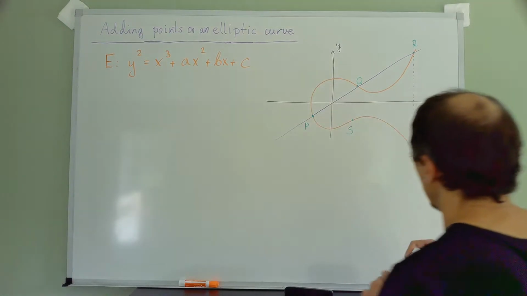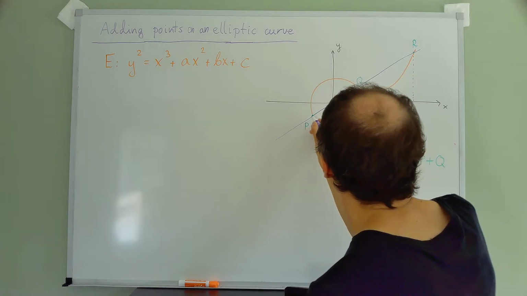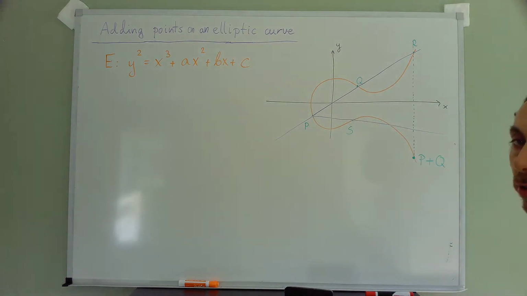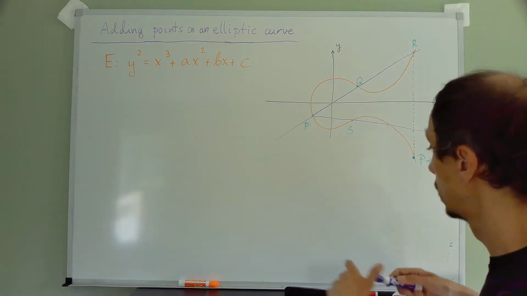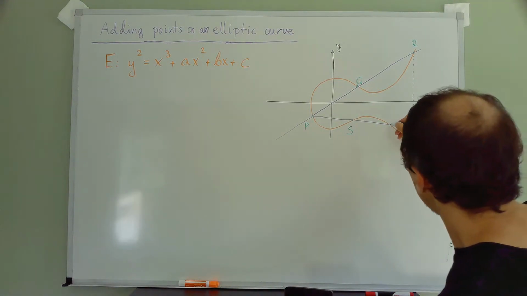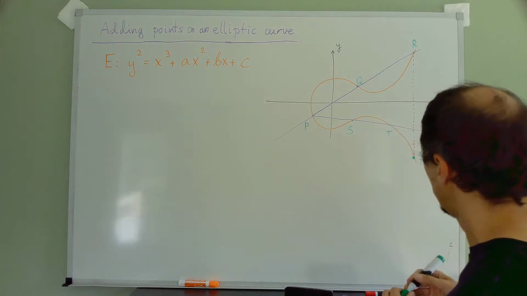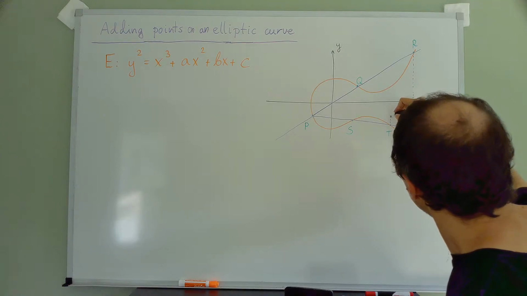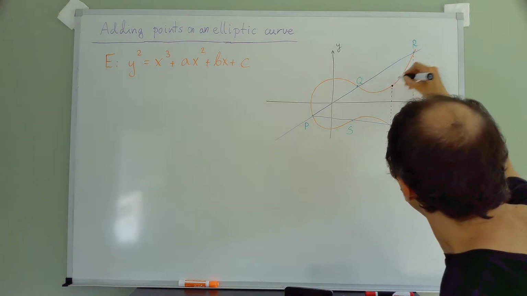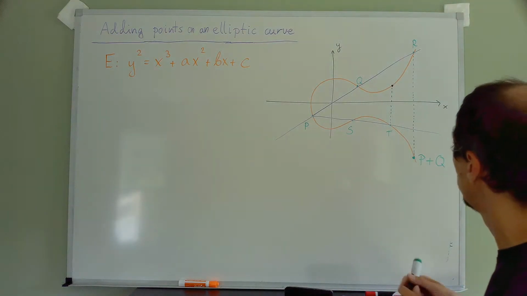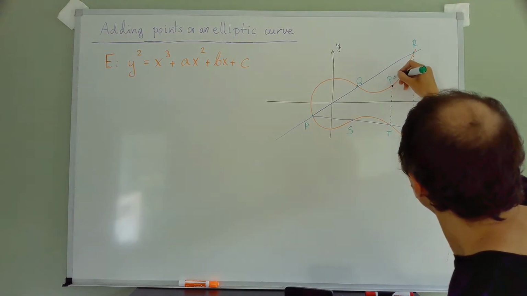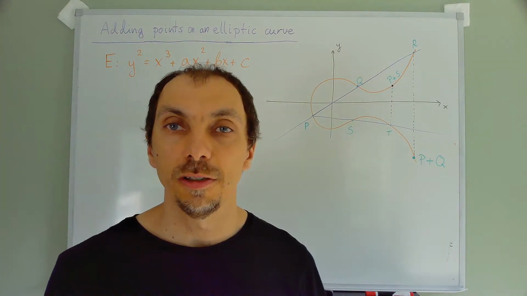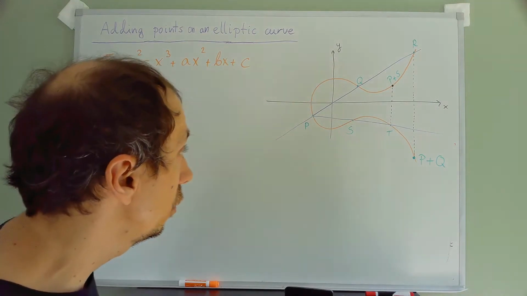So I connect P and S by a line. I am guaranteed a third point of intersection. I'll call it T. Now I take this T and I reflect it here. This point right there, that's P plus S. Now you can continue this game, you can just keep adding these points.